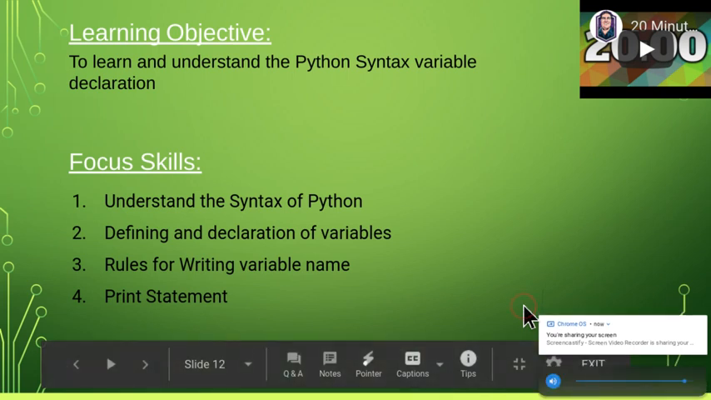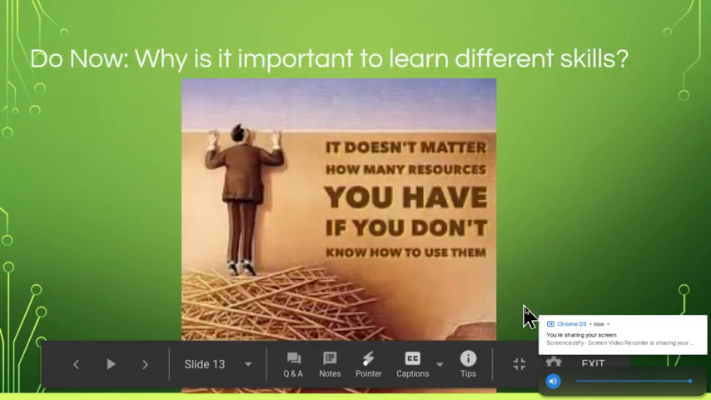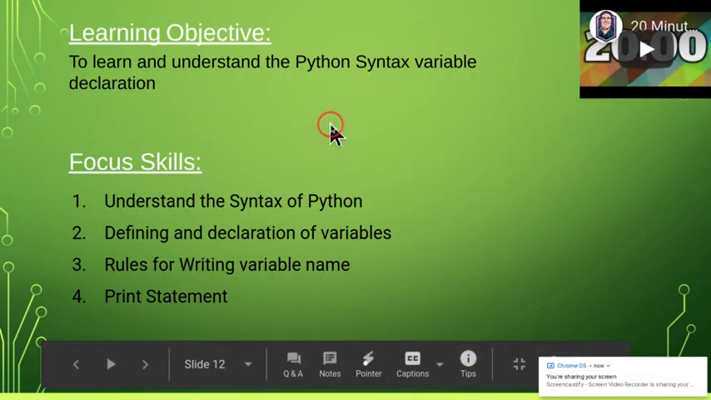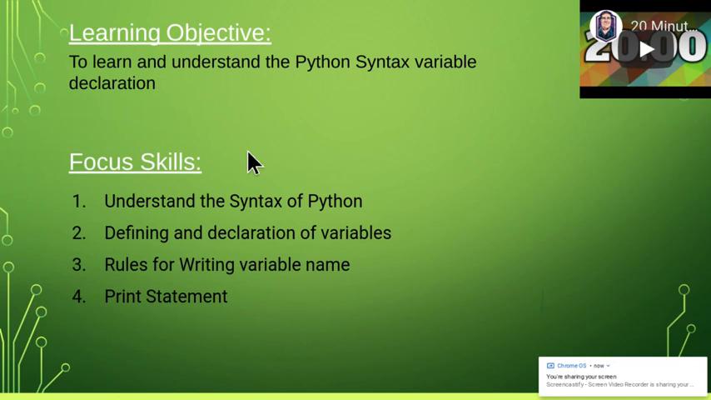Today I'm just going to discuss the basics of Python, and we're going to discuss Python syntax and variable declaration. We'll also discuss one of the very important output statements, that is print, which is used very frequently in Python. Focus skills will be understanding the syntax of Python, defining and declaration of variables. What are the rules for writing variable names? We'll also discuss rules of syntax for Python, and in the last we'll practice the print statement.